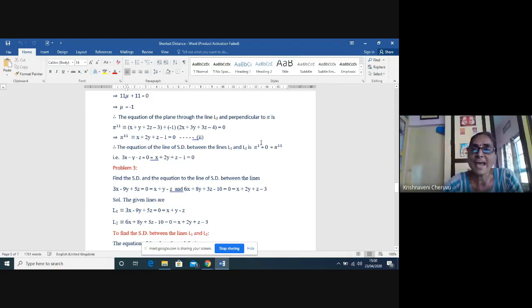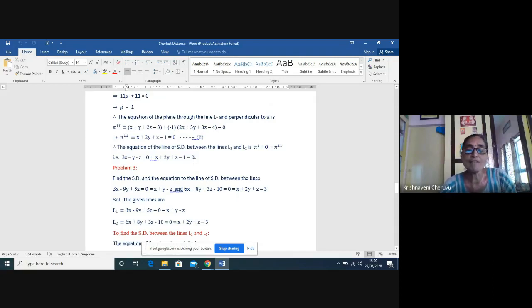Pi dash is the equation of the plane through the line L1 and perpendicular to pi. Pi double dash is the equation of the plane through the second line and perpendicular to the plane pi. So the intersection of those two planes will give you a line, and that line is the line of shortest distance between the given lines L1 and L2. So this is the equation of the line of shortest distance.